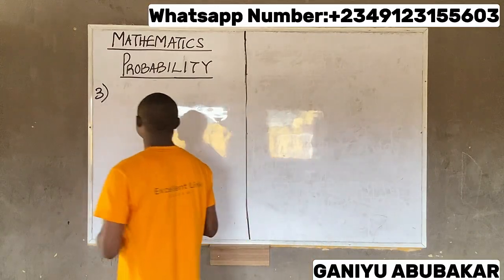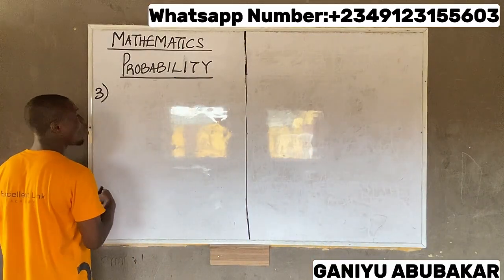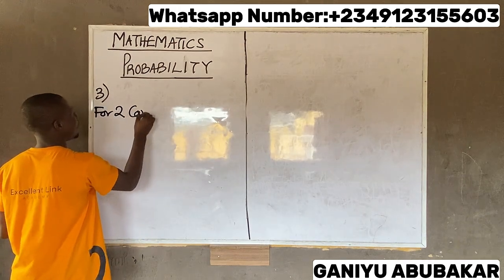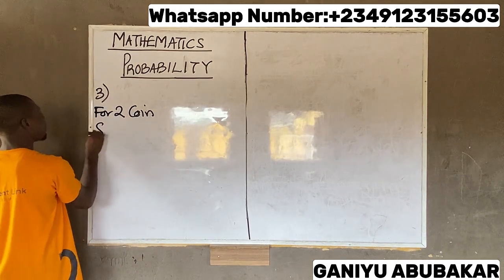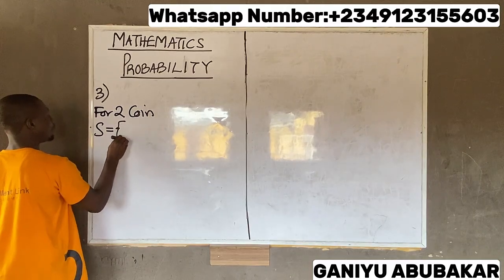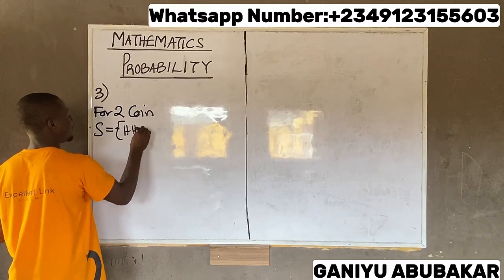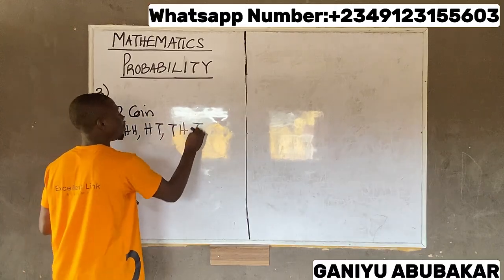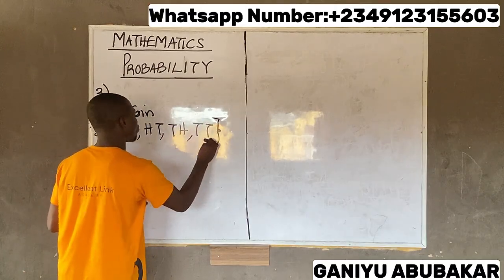We already established 2 coins. If I flip two coins, my sample space gives you head and head, head and tail, tail and head, and tail and tail. This is for two coins.